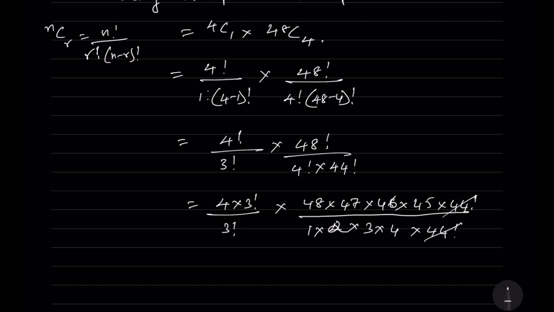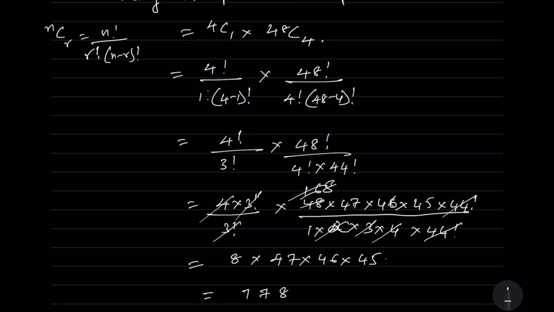So this 2 will get cancelled. So now here you will be getting 3 factorial and this will get cancelled. So you can cancel this 4 and 4. Here you can cancel 3 1s are 3, 3 6s are 18, then 2 8s are 16. So you are getting here 8 into 47 into 46 into 45. So now you multiply all these using your calculator, you are getting 7783220. This is the answer which we are getting.